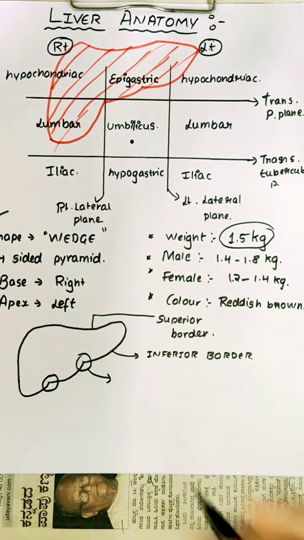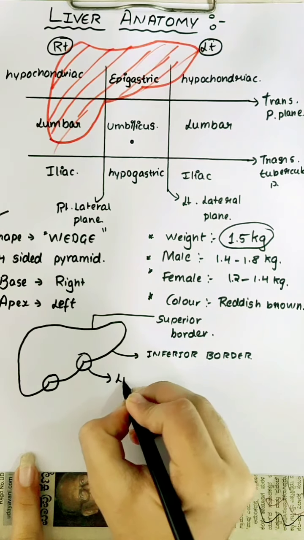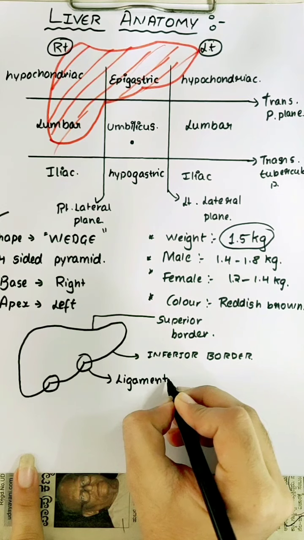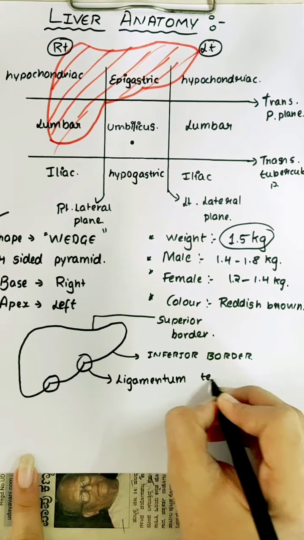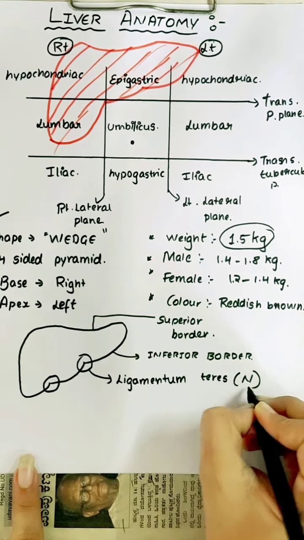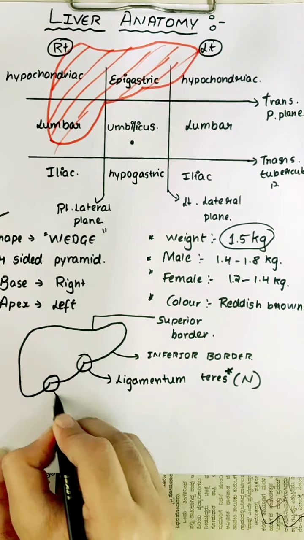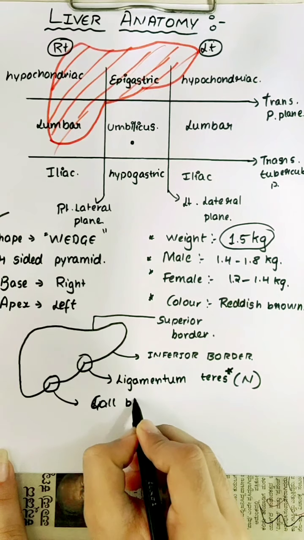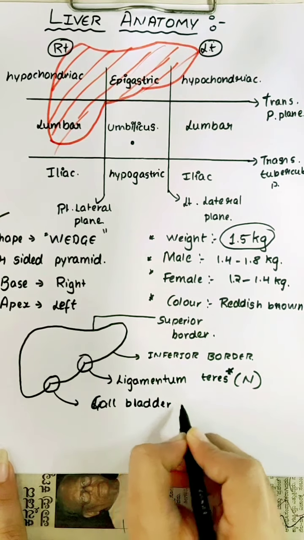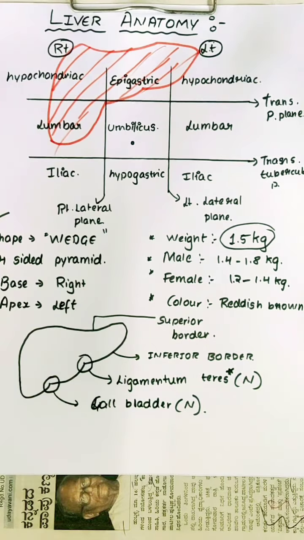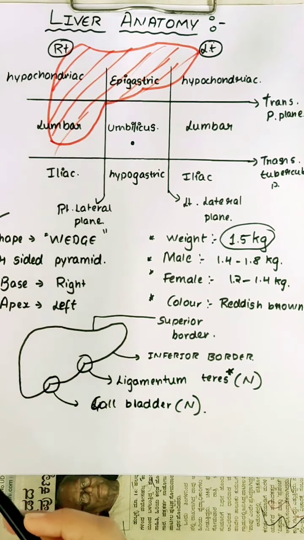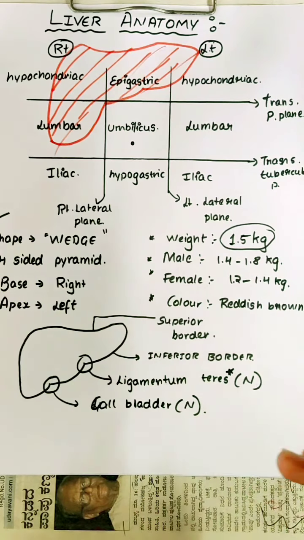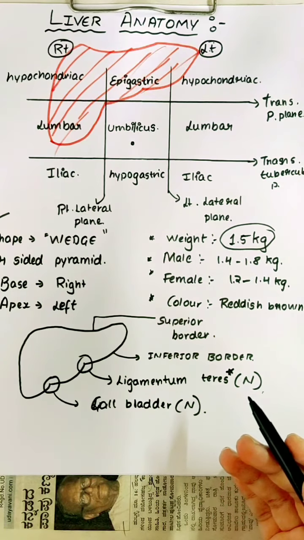So the first notch is notch for ligamentum teres. The second notch is for gallbladder. So the liver has two borders, superior border, inferior border. Inferior border has two notches. One notch is for ligamentum teres and the second notch is for the gallbladder.